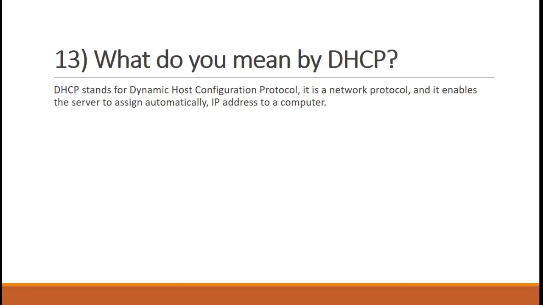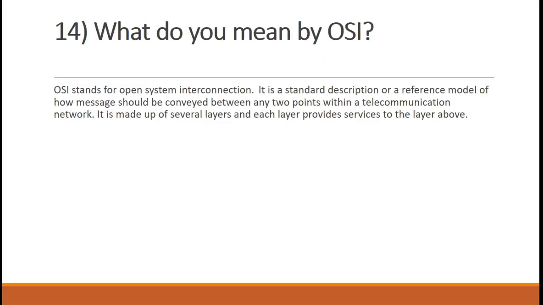13. What do you mean by DHCP? DHCP stands for Dynamic Host Configuration Protocol. It is a network protocol, and it enables the server to automatically assign an IP address to a computer. 14. What do you mean by OSI? OSI stands for Open System Interconnection. It is a standard description or reference model of how messages should be conveyed between any two points within a telecommunication network. It is made up of several layers and each layer provides services to the layer above.